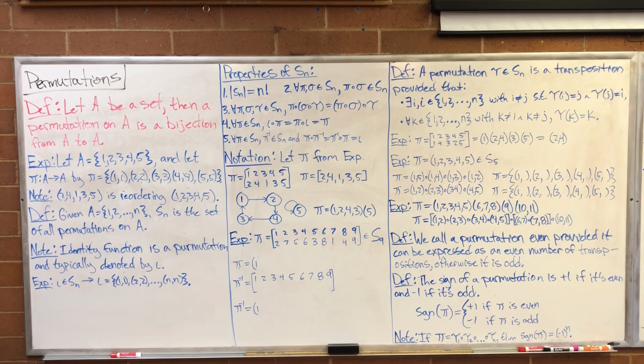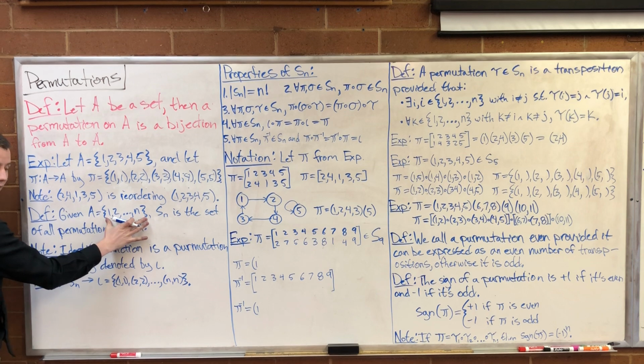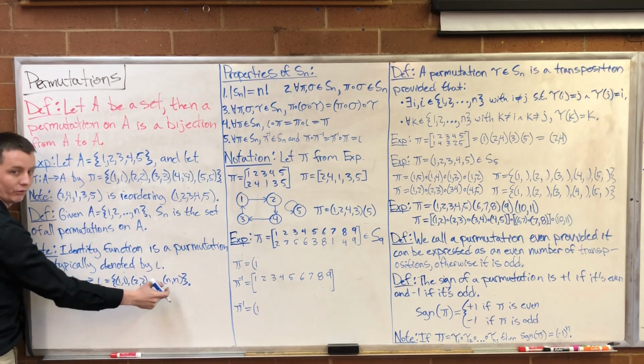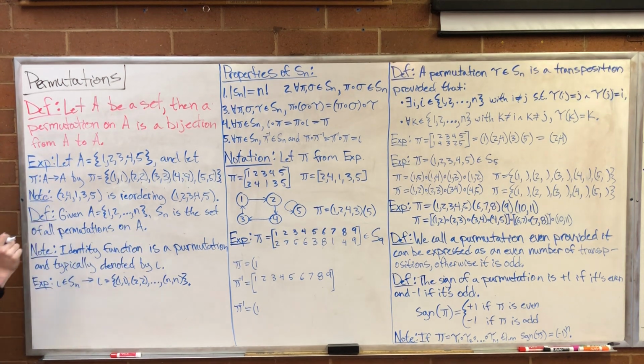Make sense? So if I tell you that iota is in Sn, what does that mean? That means iota is equal to 1 to 1, 2 to 2, 3 to 3, 4 to 4, 5 to 5, all the way up to n to n. Iota is in Sn. What is Sn? It's a set of all possible permutations that you can make on this set. What's the identity function on this set? It's the function that maps 1 to 1, 2 to 2, 3 to 3, 4 to 4, 5 to 5, all the way up to n to n. Does that make sense? Okay.